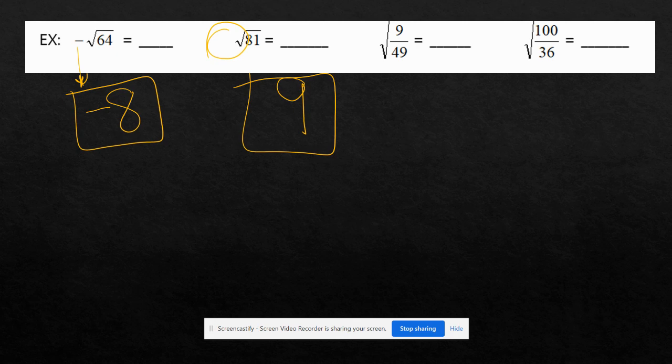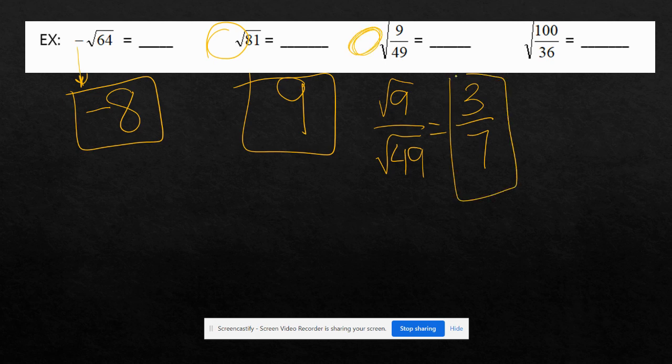The square root of 9/49. Well, we can rewrite this as the square root of 9 over the square root of 49. The square root of 9 is 3. The square root of 49 is 7. And in front of here is positive, so positive 3/7 would be the answer we give.